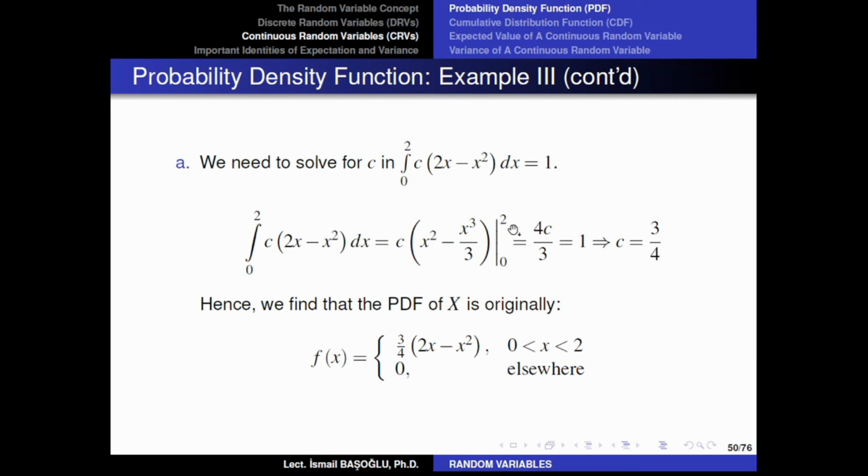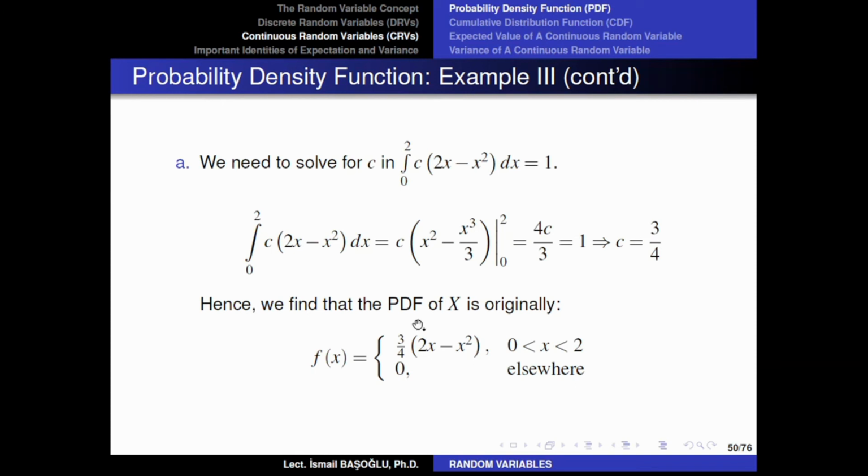Now, let's plug in the lower bound and upper bound values and make the subtraction. When you plug in 2 here, you get 2 minus 8 over 3, which is going to be 4 over 3. And there is c here, do not forget about that. When you plug in 0, you simply get 0 from that function. Therefore, the difference is going to be 4c over 3. If the area under the PDF is going to be equal to 1, then c is equal to 3 over 4.